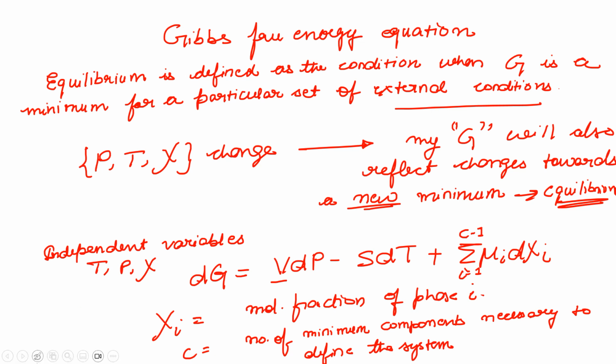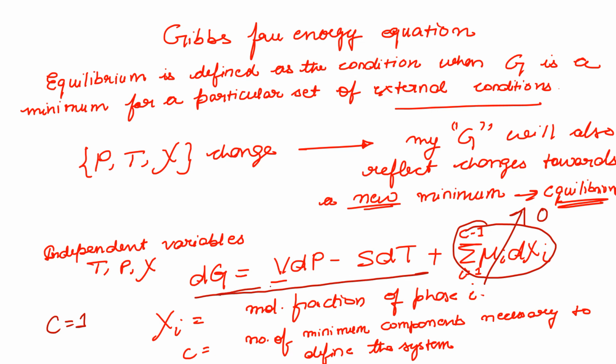So by just looking at the equation, we can say that there will be a case when, let's say, for a monocomponent system where C is equal to 1, this term will disappear, because C minus 1 is 0, and what we will have is just this equation. However, if there is more than one component, for example in binary, ternary or quaternary systems, we will have the effect of the chemical potential of the individual components, and all those will also affect the free energy.